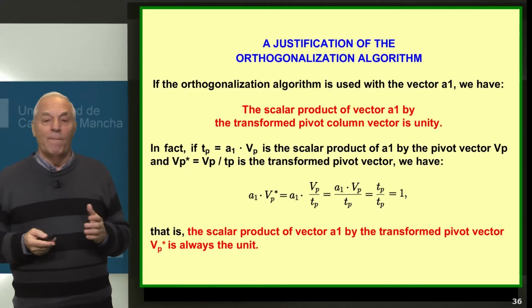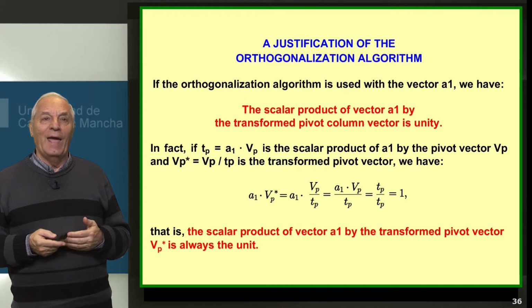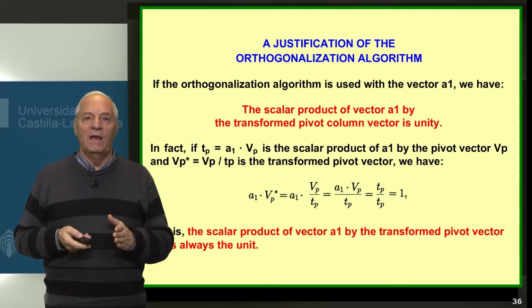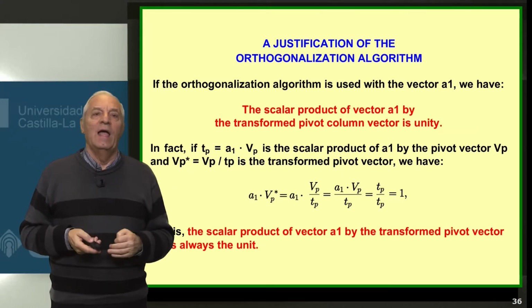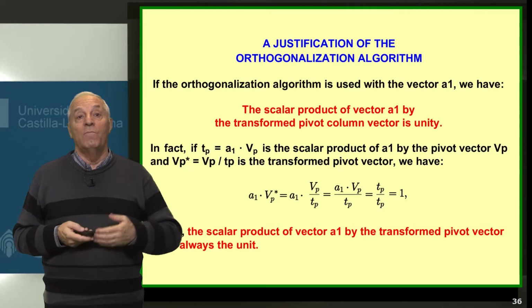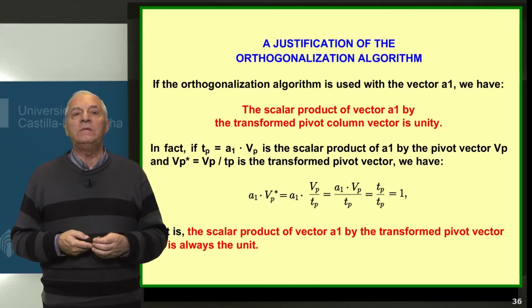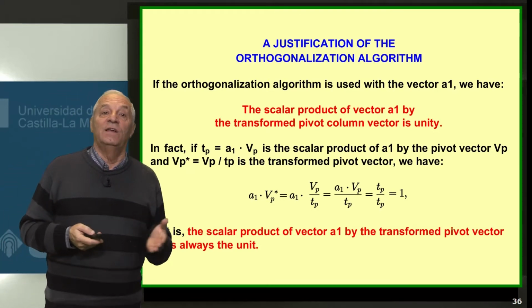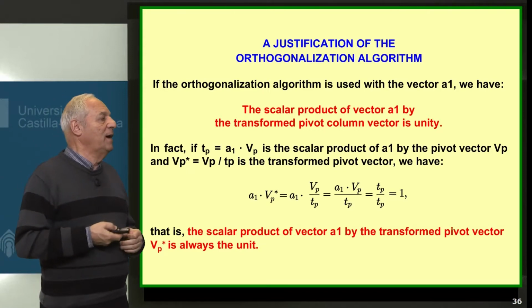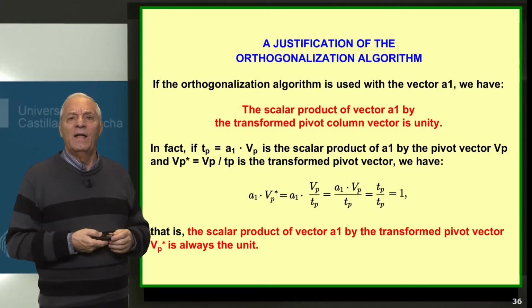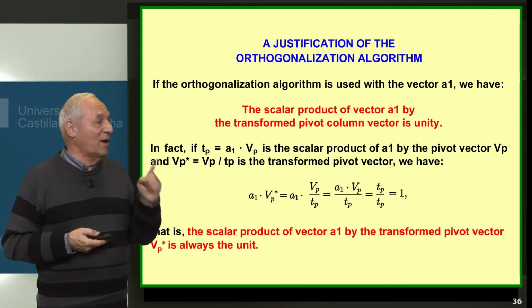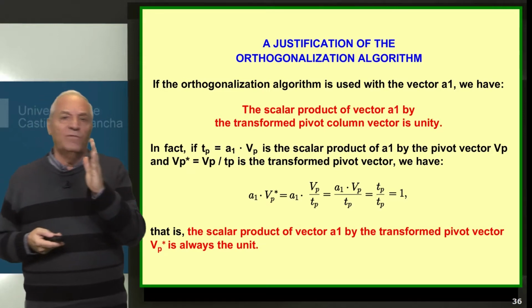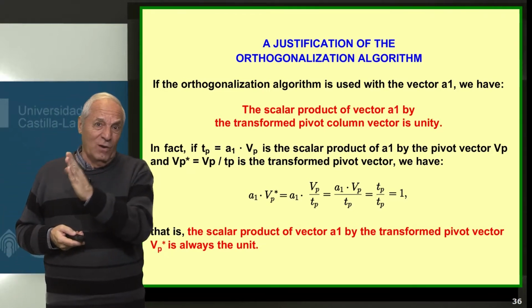Now let's justify why the algorithm is how it is. This algorithm was designed to obtain the subspace orthogonal to a subspace generated by a unique vector A1, and its complementary subspace. So, let's see what the properties of the algorithm are. Here, in this transparency, you have the first property, which tells us that the scalar product of vector A1 by the transformed pivot column vector VP* is the unit, that is, the transformed pivot column, when scalarly multiplied by the initial vector A1, gives a scalar product 1, that is, it is normalized.